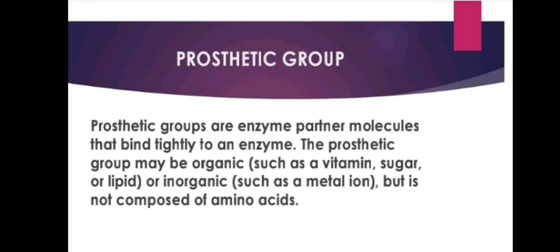Okay, next is the prosthetic group. Prosthetic groups are enzyme partner molecules that bind tightly to an enzyme. The prosthetic group may be organic, such as vitamin, sugar or lipid, or inorganic, such as metal ion. But it is not composed of amino acids. As you know, when proteins are broken down by the enzyme protease, they are converted into amino acids. Okay, copy down this definition in your copy.